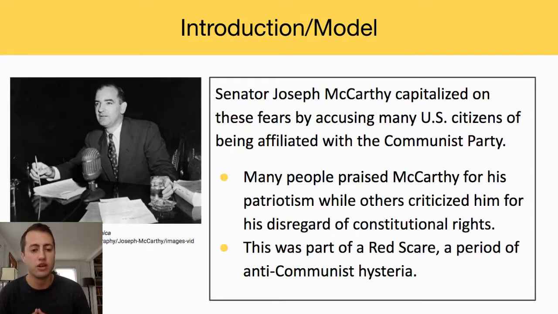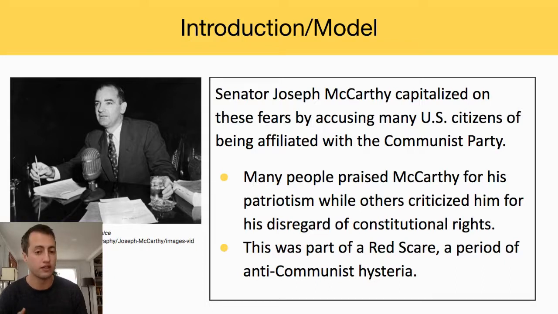So Joseph McCarthy is one of the key figures of the fight against communism at home. In fact, this time period can kind of be nicknamed the era of McCarthyism. He capitalized on fears of communism by trying to root out communists in the US government. People were mixed on their support of him. Some people were very supportive of him and his work, and some people saw that he was violating constitutional rights. His work, which became known as McCarthyism, was also known as the Red Scare.